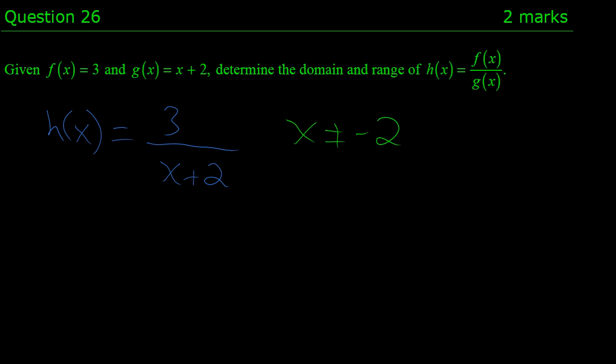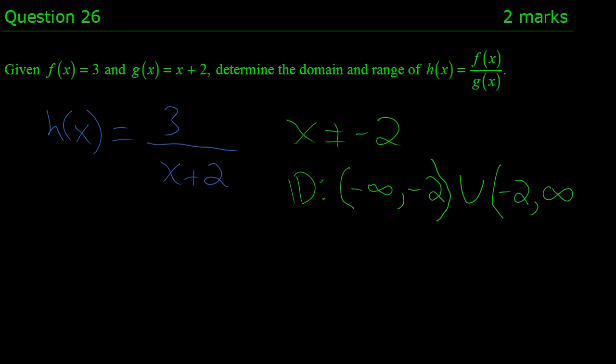The way I prefer to write domains, I don't know why, is to write it out in interval notation. So the domain starts from negative infinity. It goes to negative 2. We cannot include negative 2, so we use a round bracket. Then we start again at negative 2, and we go all the way to infinity. So that is the only restriction on the domain.